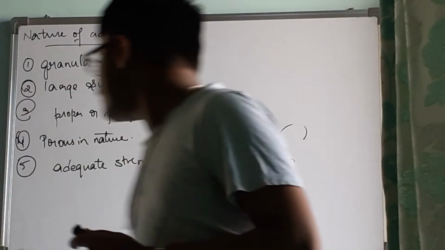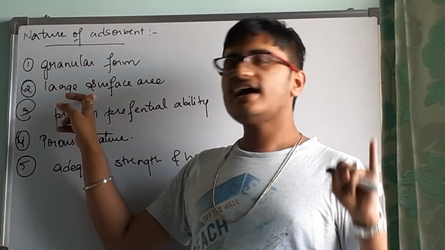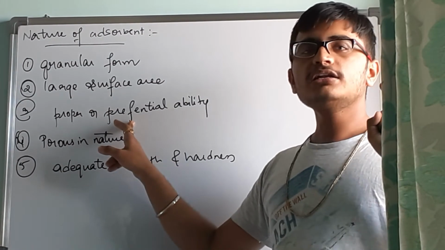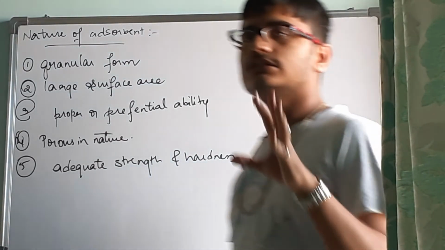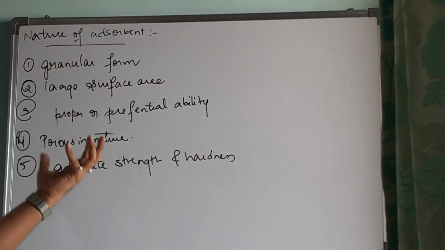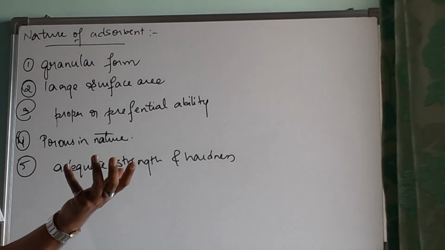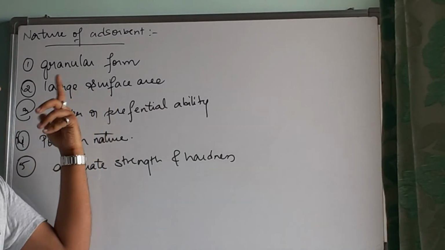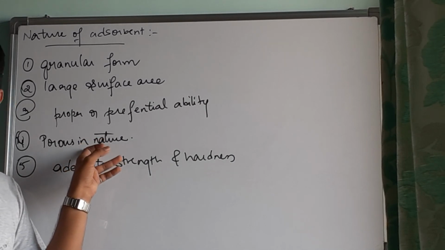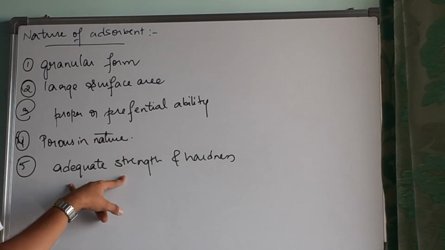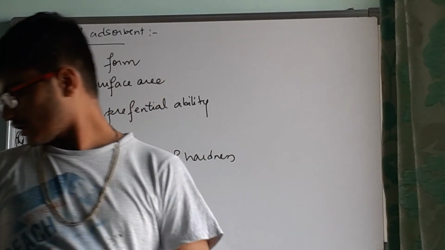So basically the nature of adsorption is that the solid material should be in the granular form, it should have a large surface area, and it should have adequate space required, and it should be easily flowable. The solute should be easily flowable through that, so that you have a proper separation. And the granular material should be porous in nature, so that the unwanted particles get separated from that, and it should have adequate strength and hardness so that it can withstand any kind of flow and situations that are required. Okay.